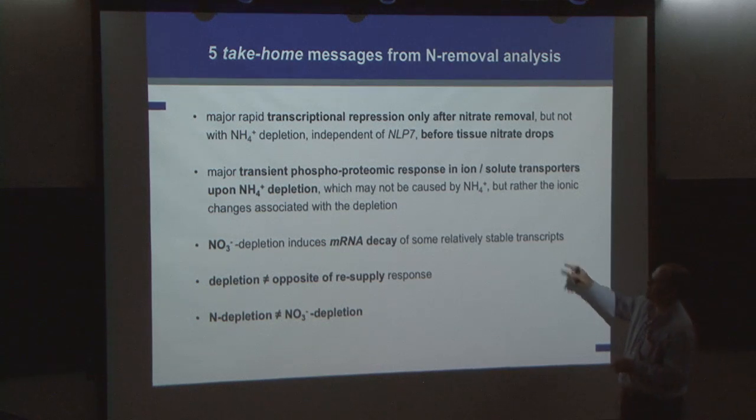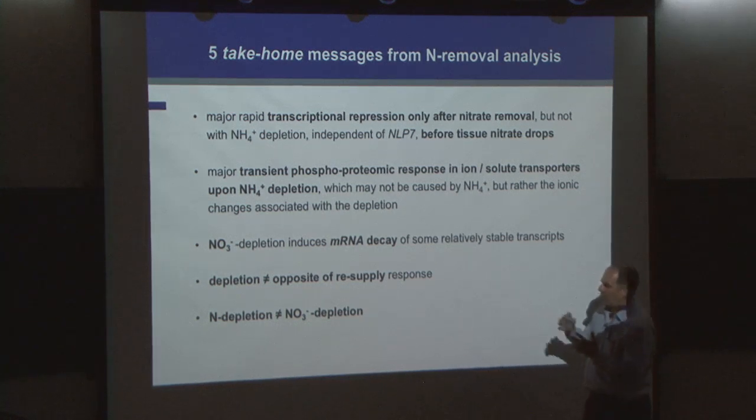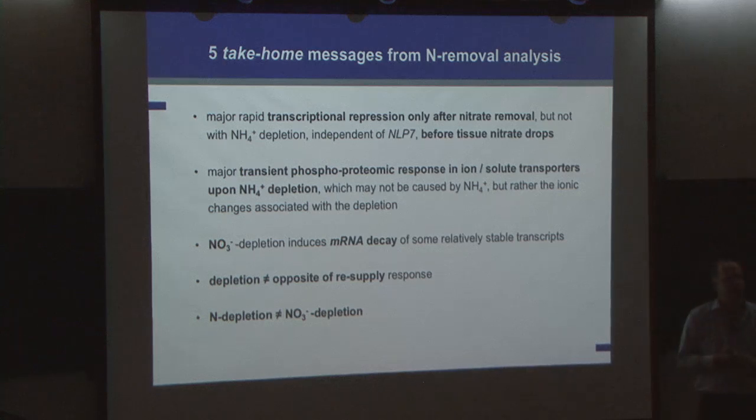This nitrate depletion reduces this messenger RNA decay of some transcripts that are normally stable under nitrate supply conditions. So only under no nitrate supply, these transcripts are rapidly decayed. The depletion is not exactly the same or the opposite of the resupply response.